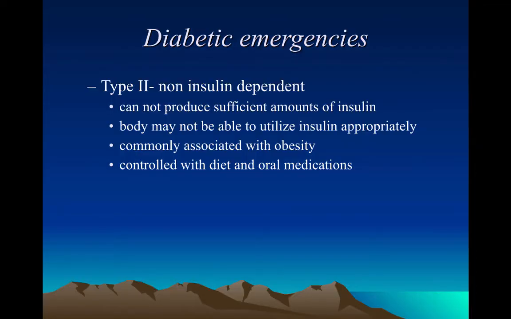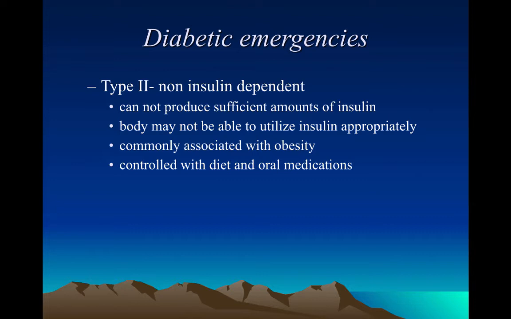Then you have type 2, which is the non-insulin dependent diabetic, and I think more and more we're finding that maybe that's not the case, that we're seeing a lot of type 2 diabetics that are insulin dependent because their disease process has progressed, if you can call it progressing.